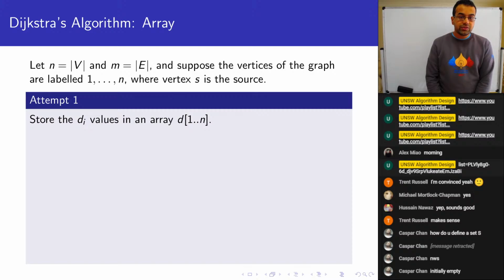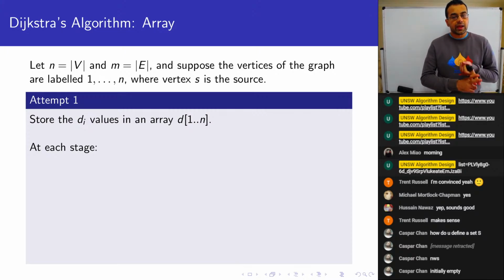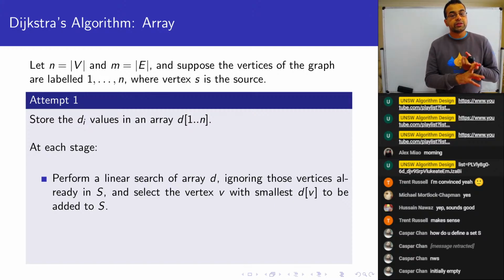Okay, so all we're going to do in this first attempt is to store the d_i values in an array. So d_1 will be the shortest known path to vertex 1, d_S will be the shortest known path to vertex S, and so on. And then at each stage, we need to pick out the v to be added and make updates. So we'll pick out the v by just scanning through the entire array. So we'll do a linear search of array d, ignoring those vertices which are already in S, and then we will select the vertex v outside S with smallest d_v value. That vertex will be the one that we're going to add to S.